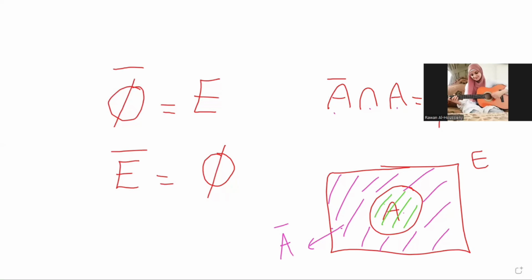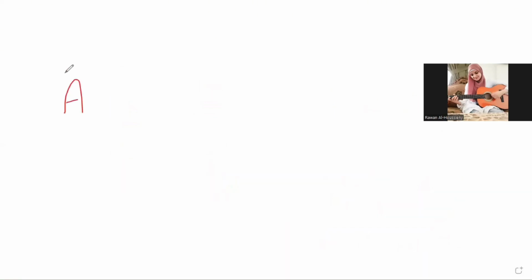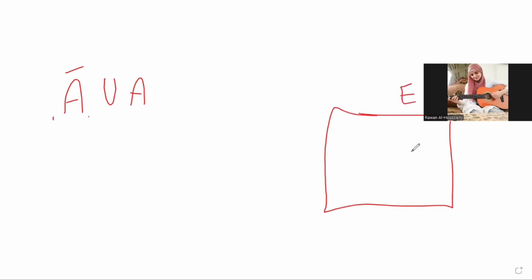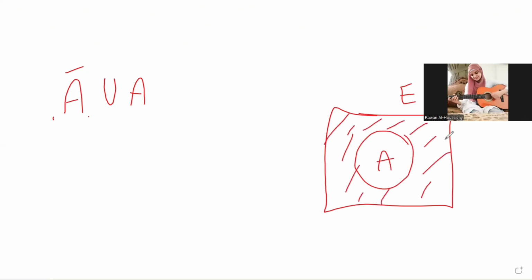Now, let's move to the fourth one. If we have A bar union A, let's remind ourselves about union. If we have union, we have to take all the elements of A and all the elements of the set A bar. So supposedly we have this is the set E and we have this is the set A. As we said before, this is A bar, the area outside A. So if I want to take all the elements of A bar, the outside area, union, I have to take also the elements of A, so A bar and A together.